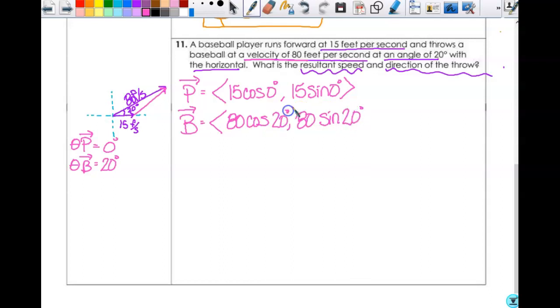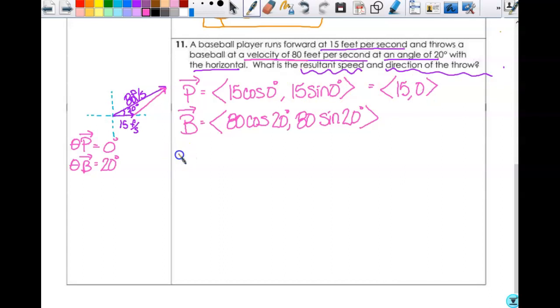All right, so we're going to save ourselves a little bit of typing in here because we can figure this out. These are values we should know. The cosine of 0 is 1, so 1 times 15 is 15. The sine of 0 is 0. 0 times 15 is 0, so that makes that a little bit easier there.